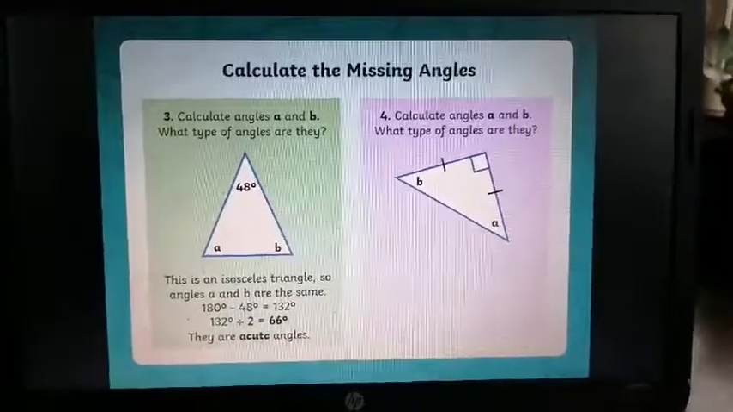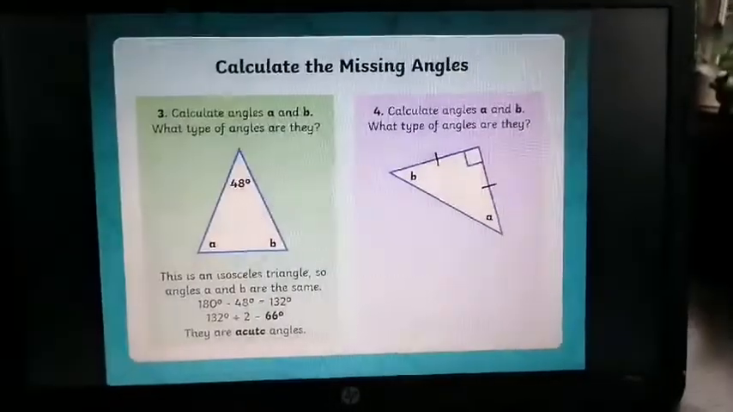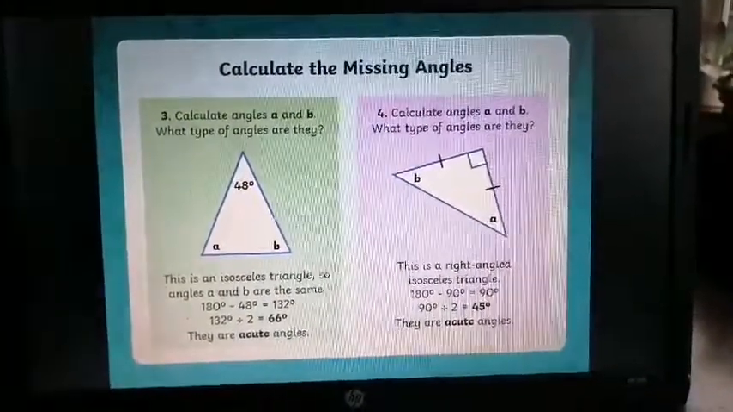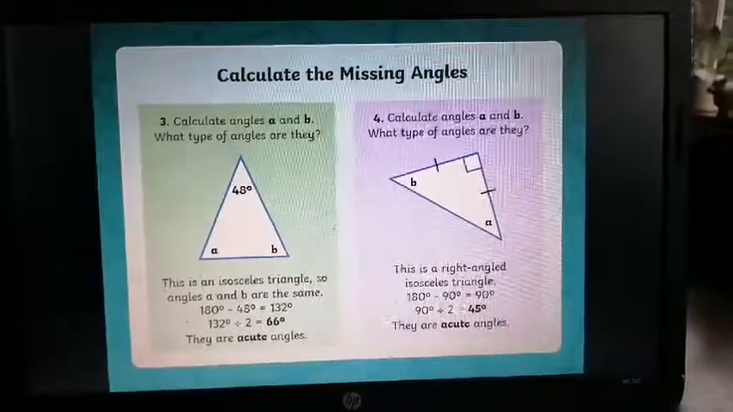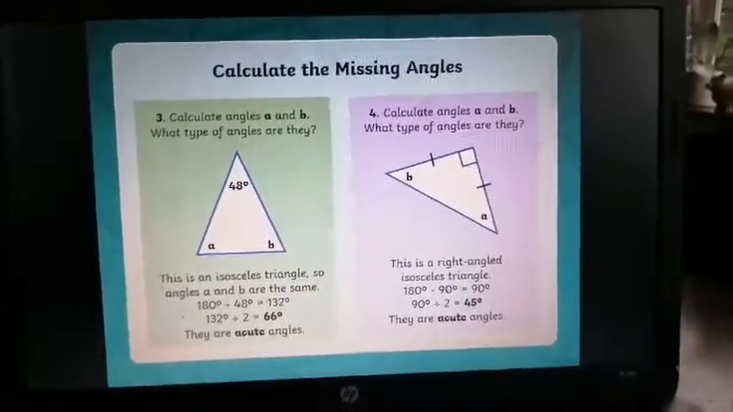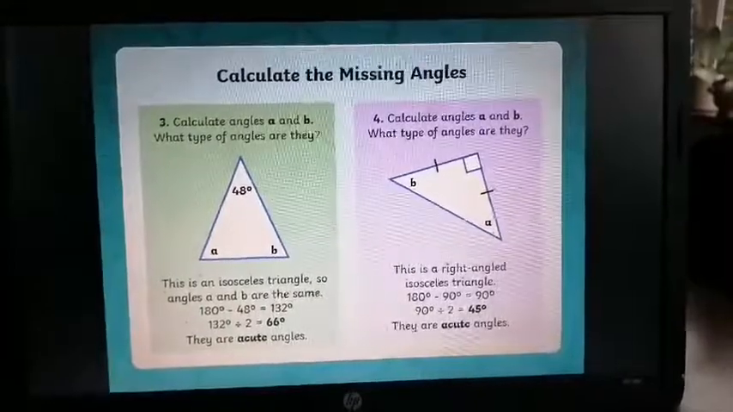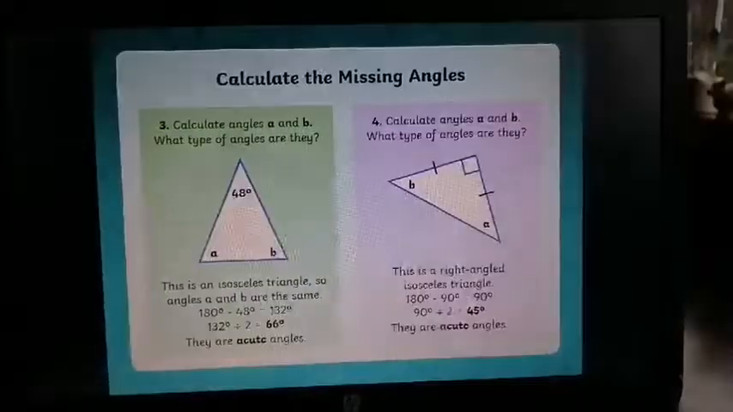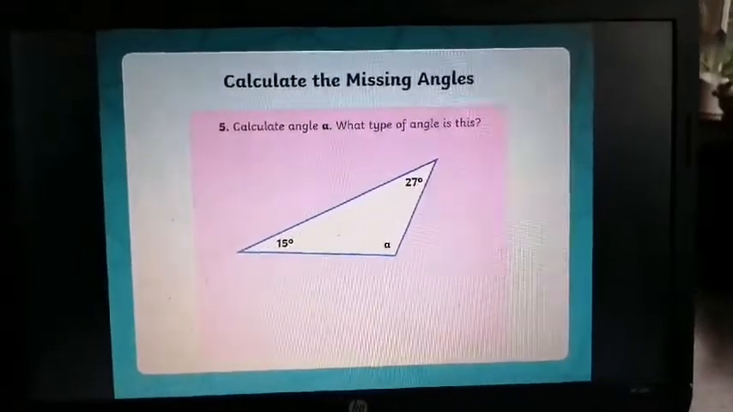And number 4, calculate angles A and B. What type of angles are they? Well, this is a right-angled isosceles triangle. 180 degrees, take away 90 degrees is 90 degrees. 90 degrees divided by 2 is 45 degrees. They are acute angles.